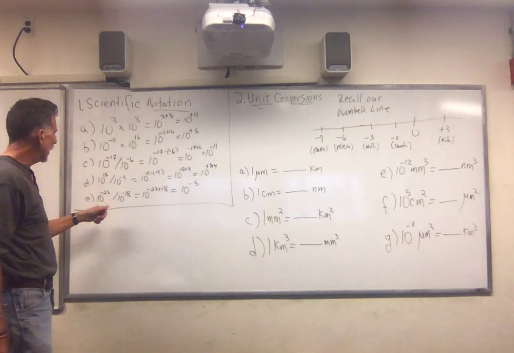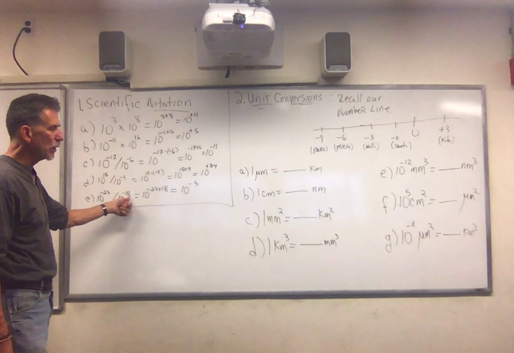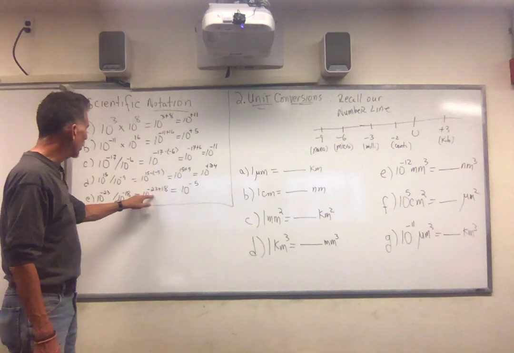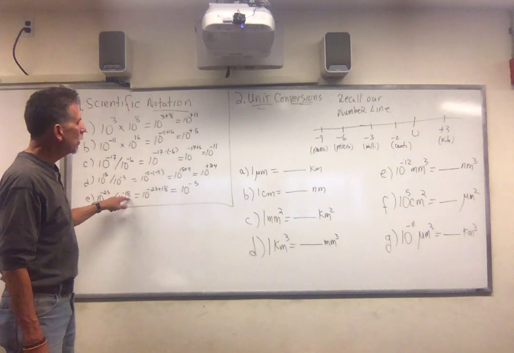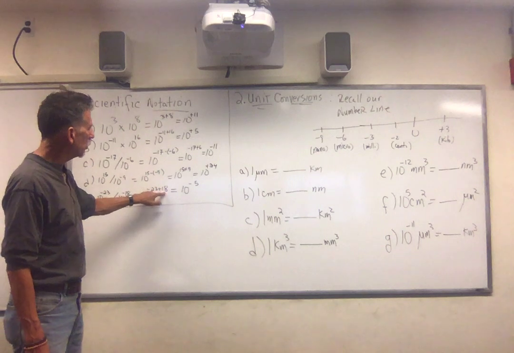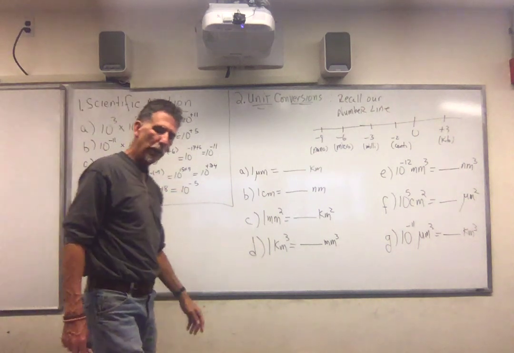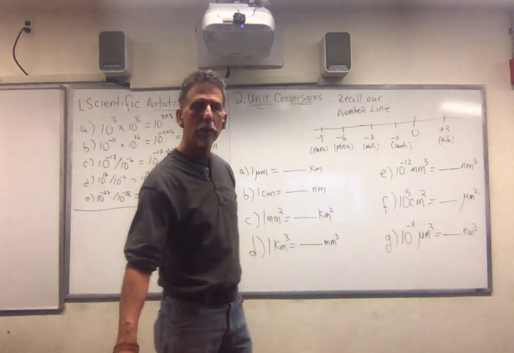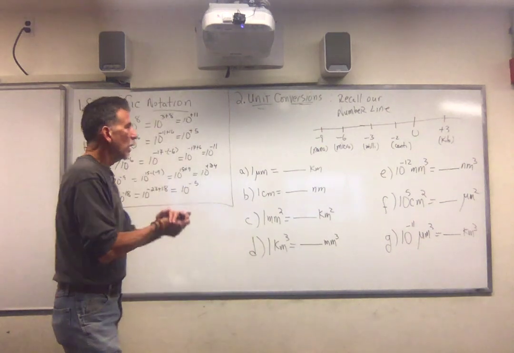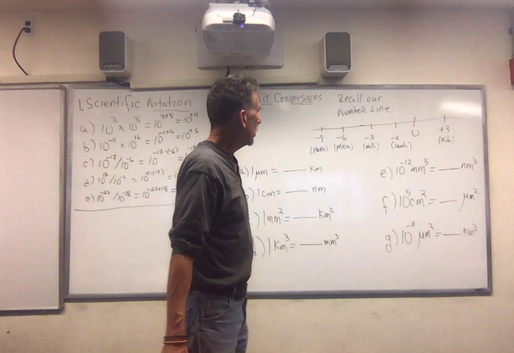And finally, 10 to the minus 23rd divided by 10 to the minus 18. It's minus 23. The negative of minus 18 becomes plus 18, so I believe the answer is 10 to the minus 5th. Okay, check your answers, feel good, tap yourself on the back. We got something right. All right, let's go on.